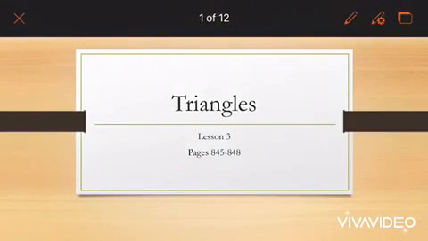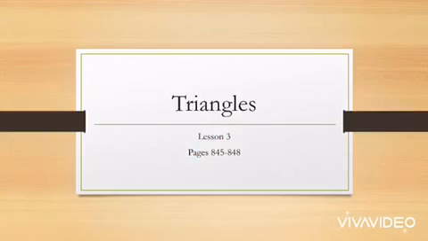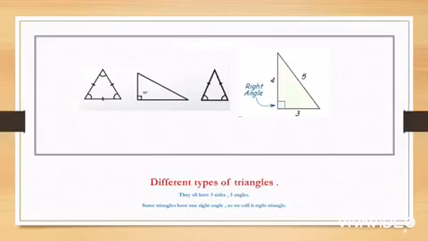Hi students, today our lesson is about triangles, lesson 3, page 845. As we said before, a triangle is a kind of polygon. Why? Because it is a closed shape and it has 3 sides. Okay? Now we have many different kinds of triangles. We can see them in different shapes.